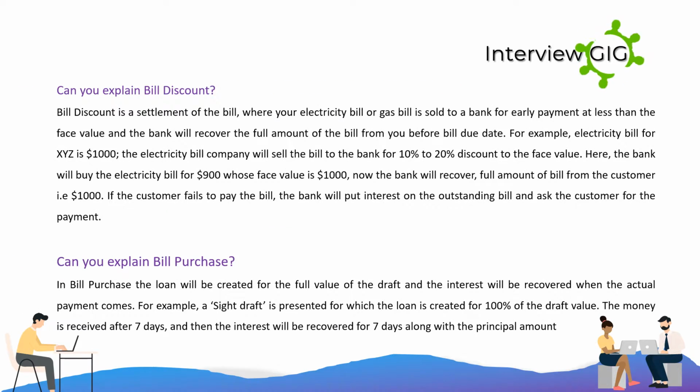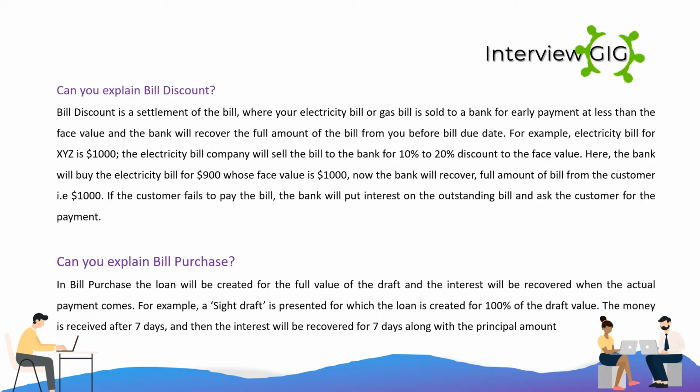Can you explain bill discount? Bill discount is a settlement of the bill, where your electricity bill or gas bill is sold to a bank for early payment at less than the face value, and the bank will recover the full amount of the bill from you before the bill due date.